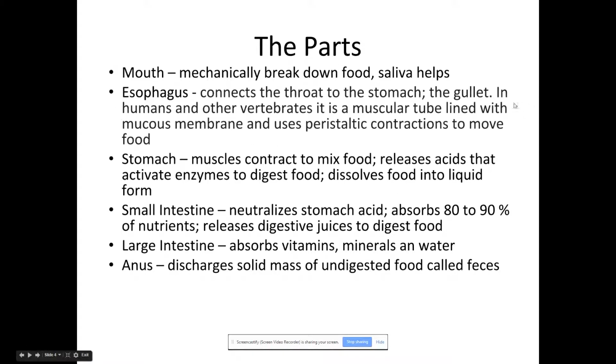Now, the parts of the digestive system. We have the mouth. This mechanically breaks down the food, and saliva helps. Saliva is an enzyme that further breaks down the components that are mechanically broken down.